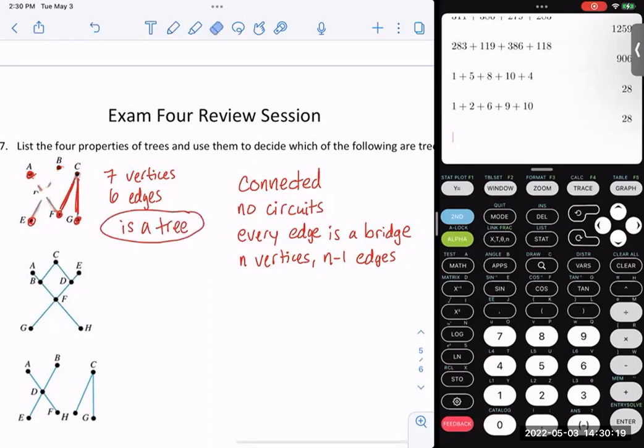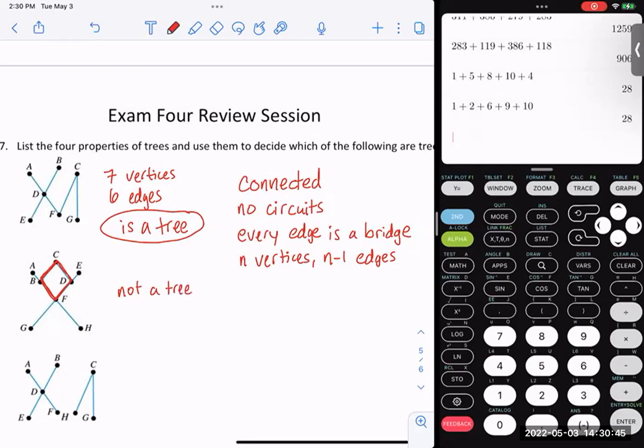Any questions on that first one? All right, so on the second one, is there anything we noticed that works or doesn't work here? Got a circuit. Yeah, it's got a circuit. So as soon as you find something here that doesn't work, you can just say, hey, this is not a tree. You don't necessarily have to check the rest of the properties here.